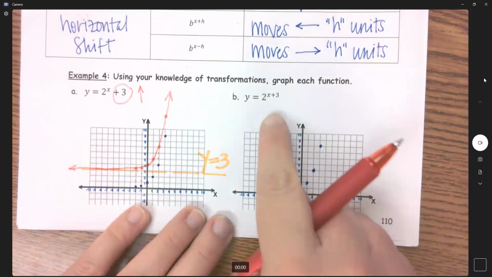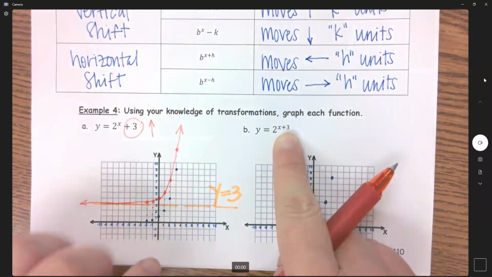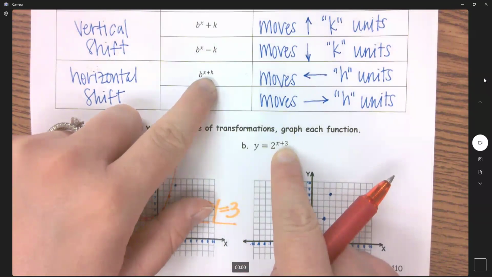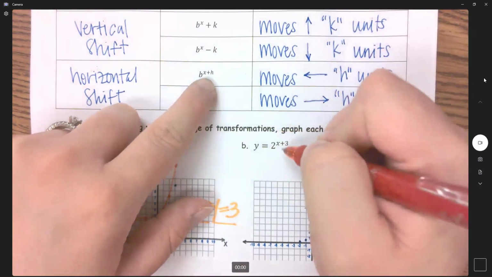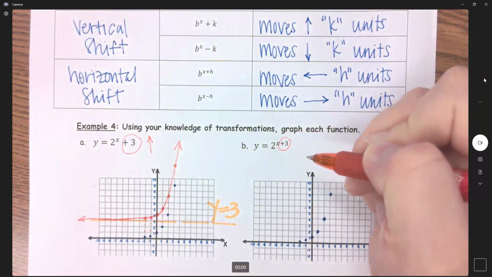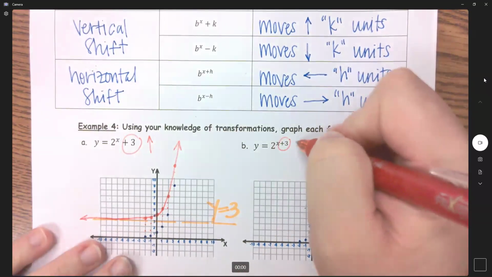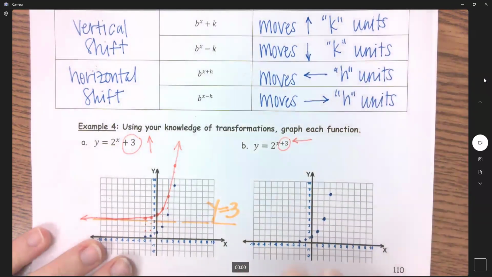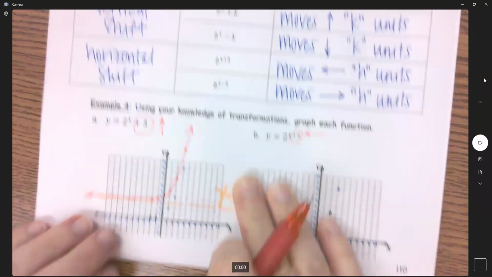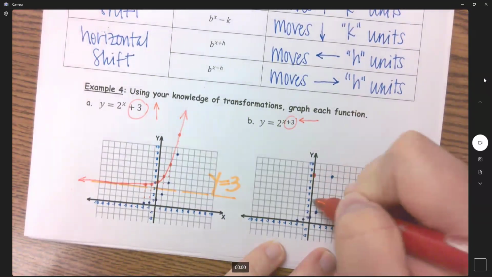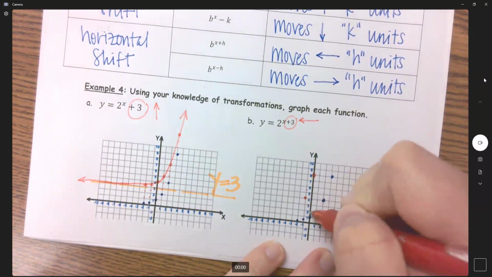Same thing here. Now I still have a plus 3, but now this plus 3 is in that exponent position. So it is this x plus h right here. So now this 3 is going to move this to the left 3 units. So I'm going to take all of these ordered pairs, which is again, these right here, and move them 1, 2, 3 units over to the left.